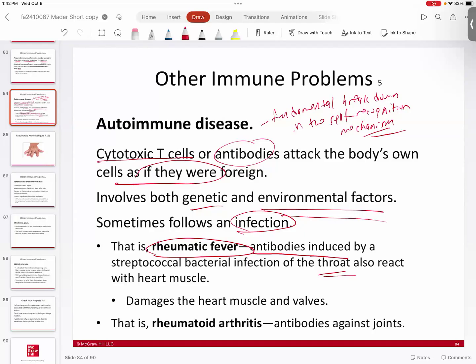However, it will also react with the heart muscle as well. And when it reacts with the heart muscle, it's going to damage the heart muscle and the valves themselves. And they will also make antibodies against the joints. And that's where you get this rheumatoid arthritis, right?